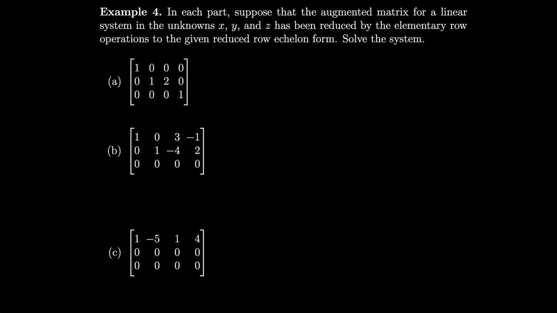In each part, let's suppose that the augmented matrix for a linear system in the unknowns x, y, and z has been reduced by elementary row operations to the given reduced row echelon form. Let's solve the system. So for our first one, it looks like we have x equals 0 for the top, y plus 2z equals 0 for the second row, but for the bottom, we have 0x plus 0y plus 0z equals 1.